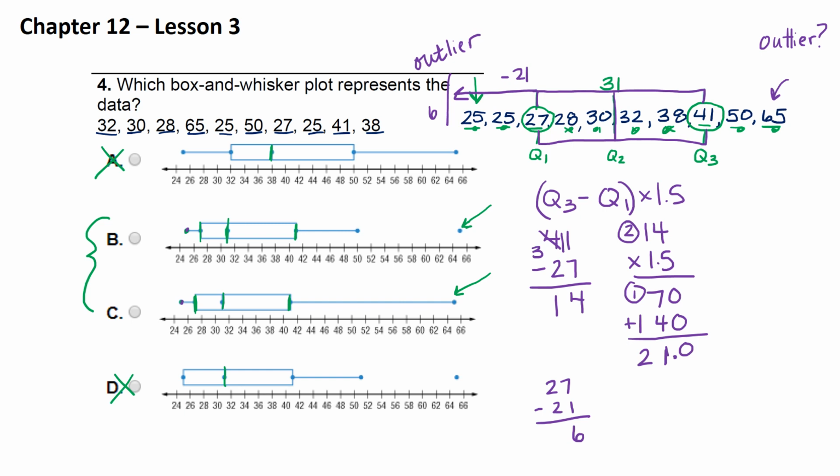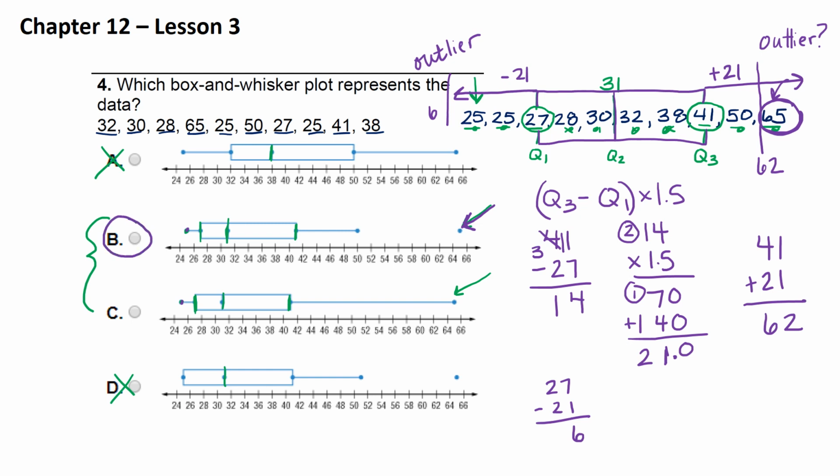Then I need to add 21 to 41, which is 62. So everything above 62, including 62, is an outlier. 65 is above 62, so it is an outlier. This is shown in graph B. So graph B has the correct illustration of the box and whisker plot for the data shown.